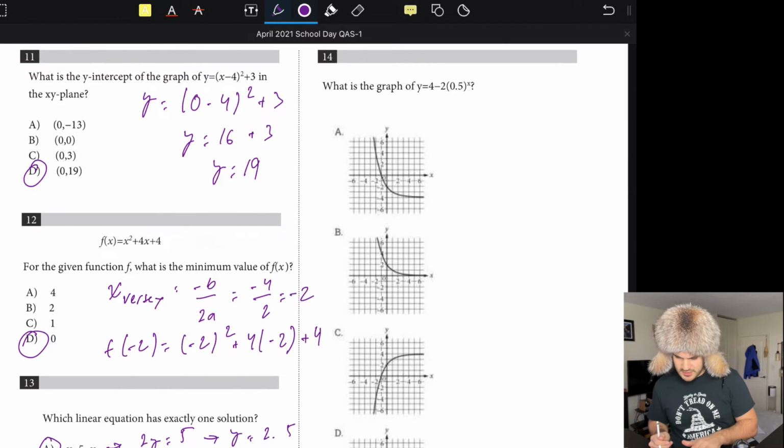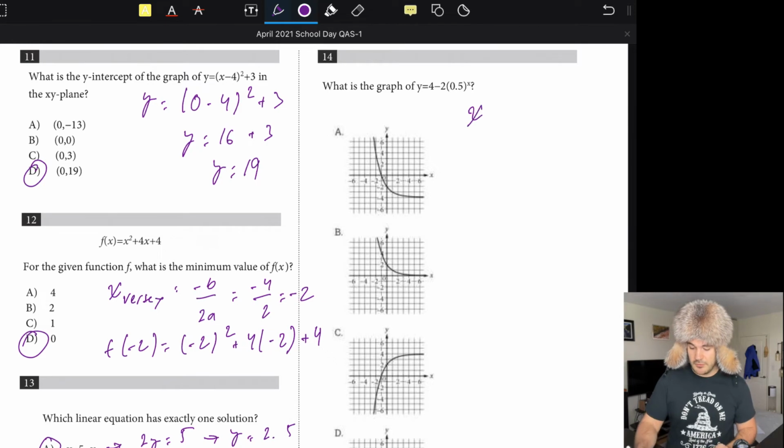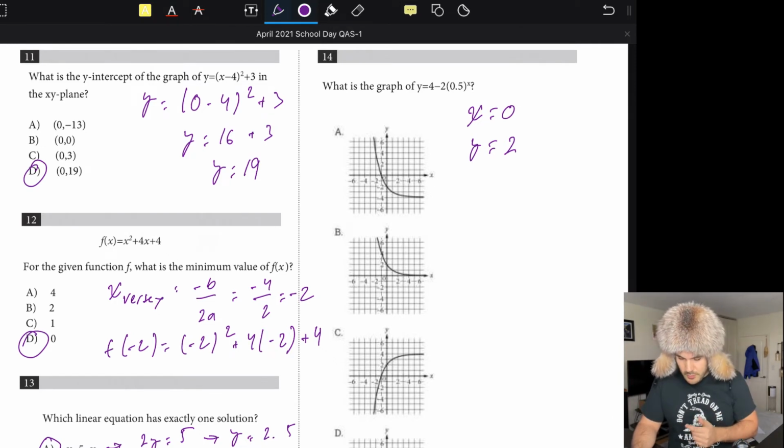Okay, number 14. What is the graph of 4 minus 2 times 0.5 raised to the x power? Simply plug in points. That's the easiest way to do this, to be honest. So, for example, when x equals 0, plug it in. Plug 0 in for x and see what you get for y. Y is going to be, well, 0.5 to the 0 power is 1. 4 minus 2 times 1 is equal to 2. So y is going to equal 2. Let's see. That sometimes is enough to answer the question, or x equals 0, y equals 2.